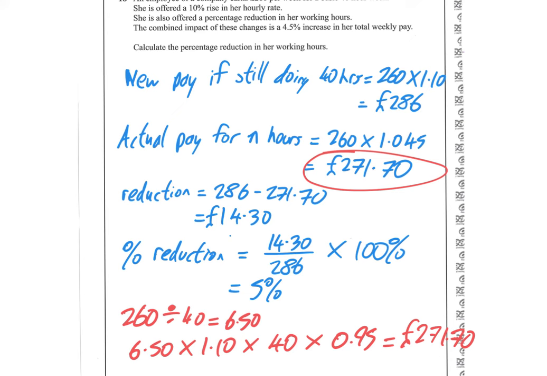So that is something I would do at the end of an exam just to check my working out. But the bit in blue really is what you need to do to answer this question. The bit in red is what I've done just to check that I am actually correct. And thankfully I was.